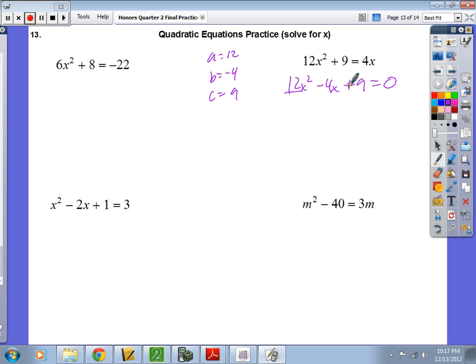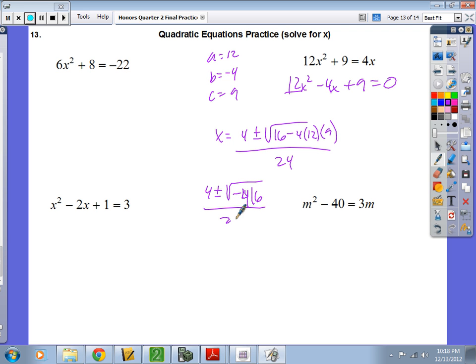So x equals negative b plus or minus the square root of b squared minus 4 times a times c, all over 2a, all over 24. So b squared is 16, minus 4 times 12 times 9. Ugh, it's kind of ugly. We got 4 plus or minus the square root of negative 416, all divided by 24.